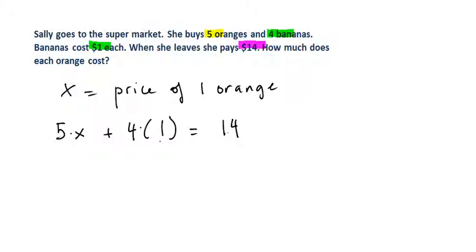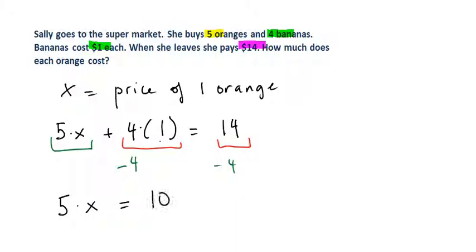Okay, so just like before, we have our x's here, and then our other numbers here, and we want to put them on each side. Basically, we want to put the red on one side and the green on the other side. So for that, let's subtract 4, because 4 times 1 is equal to 4. So minus 4, minus 4. So we have 5 times x plus 4 minus 4, which is 0, is equal to 14 minus 4, 10.